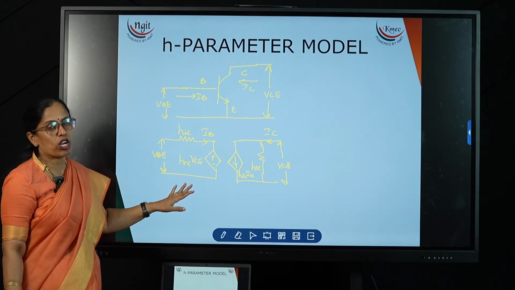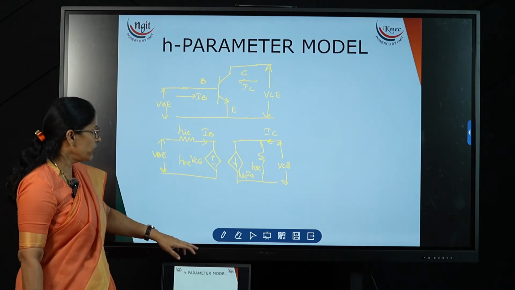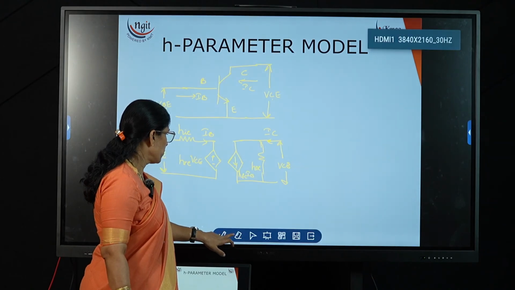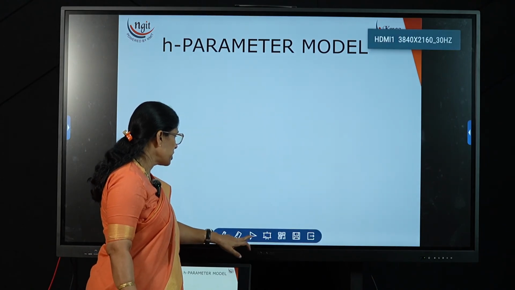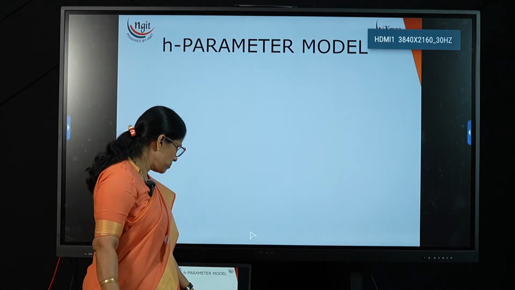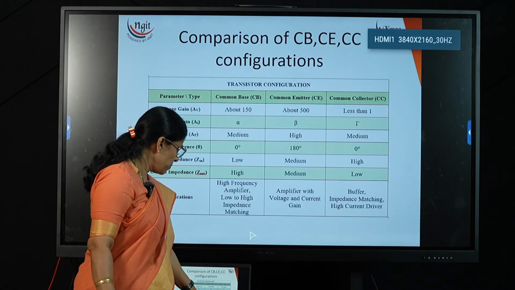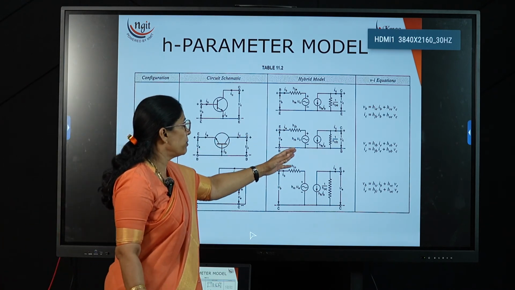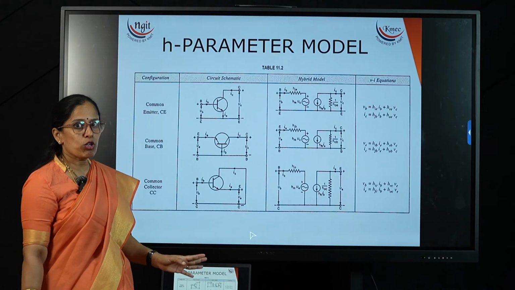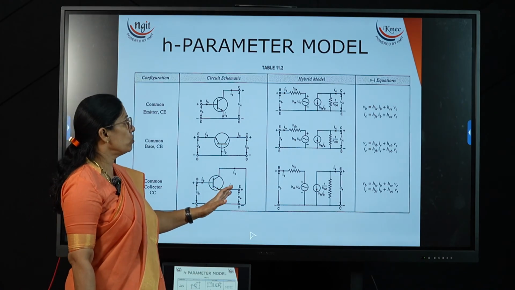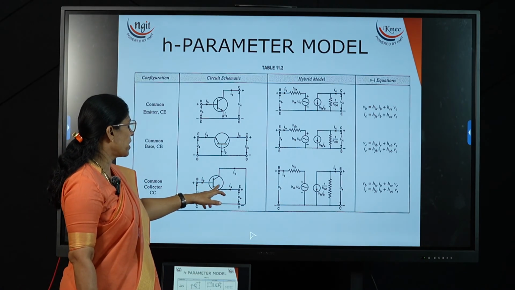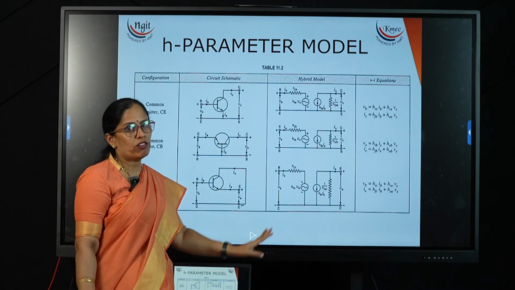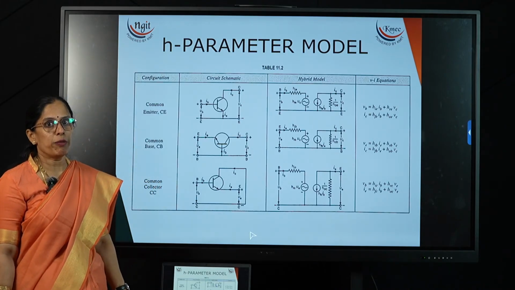Similarly, for the common collector you also have to draw it. Now here I will show all three diagrams at a time. So this is the hybrid model for common base, common emitter, and common collector. The diagrams look the same; the only difference is you have to see what the input current, output current, input voltage, and output voltage are, and put the values accordingly. So this is about the hybrid parameter model.